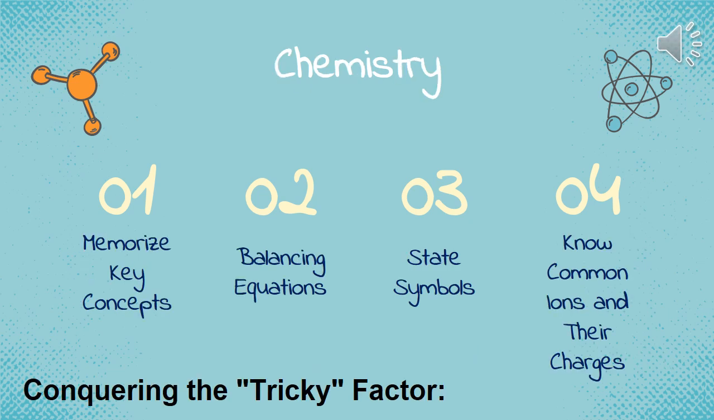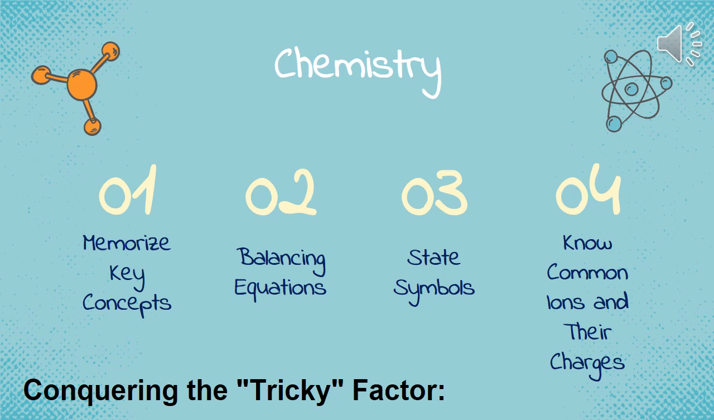Next up, chemistry. Memorize key concepts. You need to memorize important concepts like the periodic table trends, valence electrons, and common reaction types such as the decomposition of nitrates or carbonates or metals, or the reaction between acid and a base, and these. Neutralization. Then you need to know how to balance equations. Practice balancing chemical equations. It's a skill that can really come in handy during the exam.